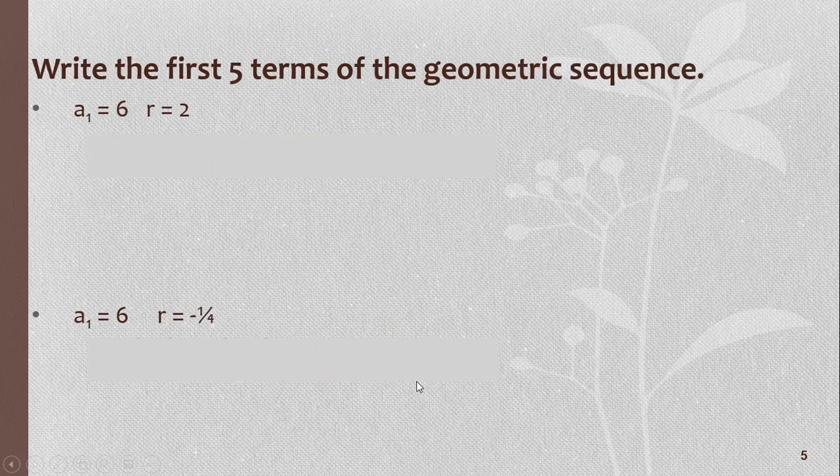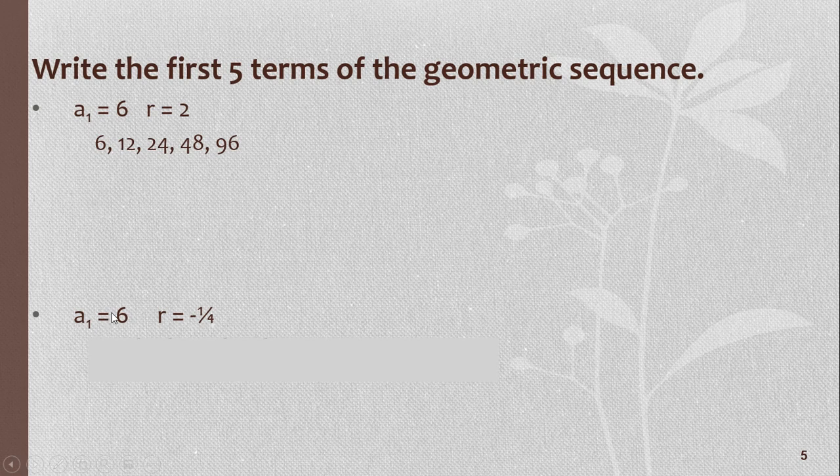All right, so let's write the first 5 terms of this geometric sequence. And what do we have? We have the first term is 6. And if my ratio is 2, well, 6 times 2 is 12. 12 times 2 is 24. 24 times 2 is 48. 48 times 2 is 96. So we can figure that out pretty easily.